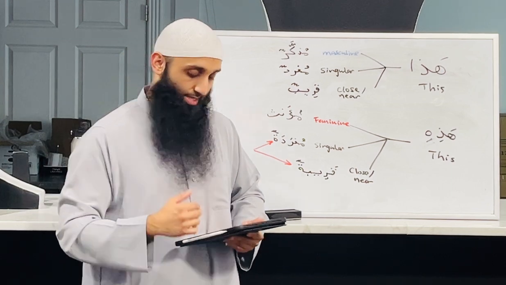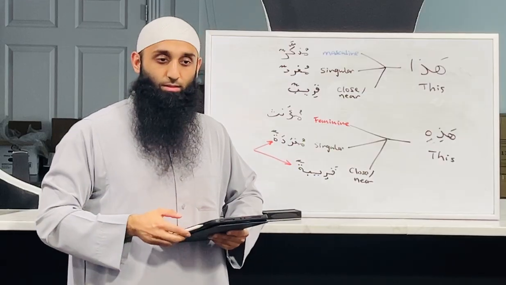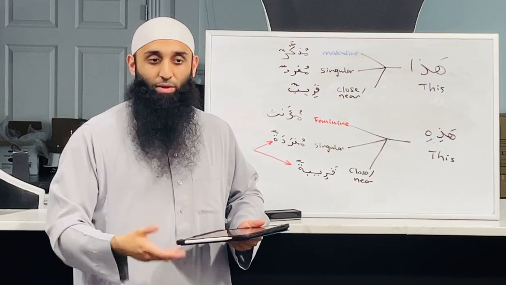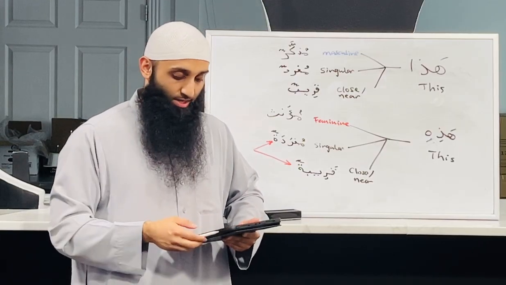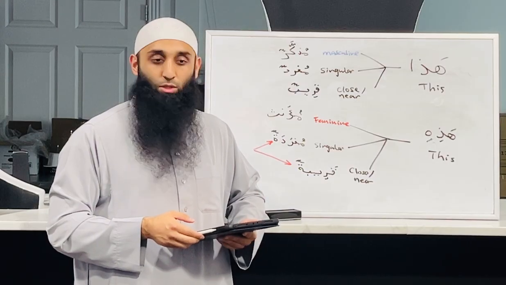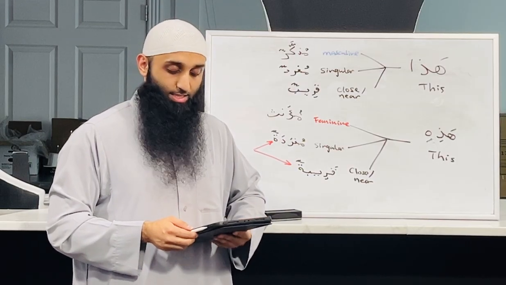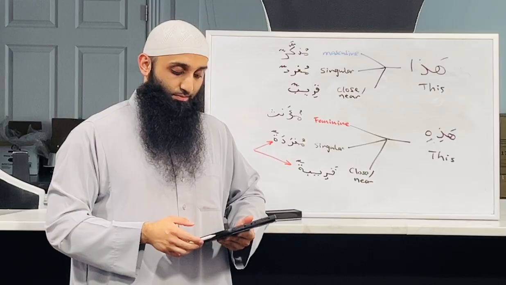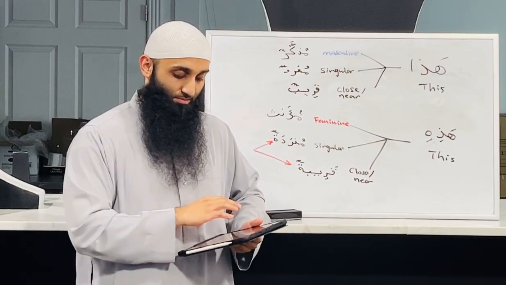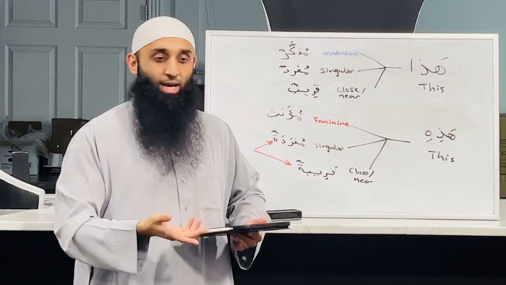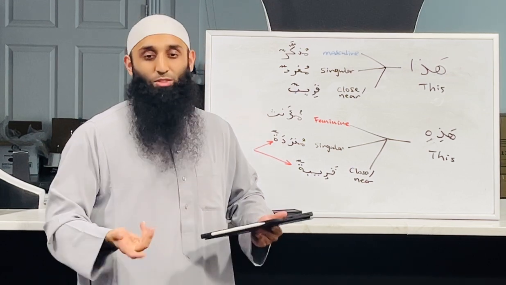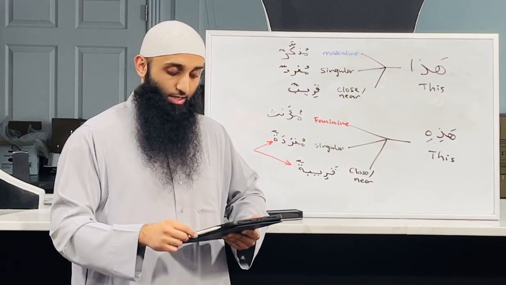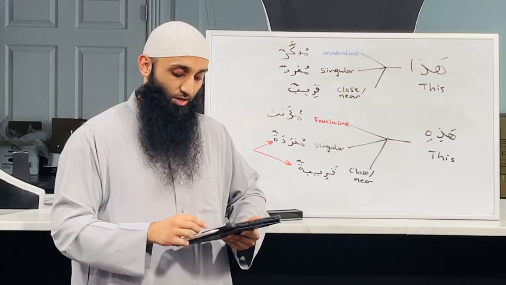Okay, next sentence. Man hadihi? Who is this? Referring to male or female? Female. Who is this? Hadihi ukhtul muhandisi. This is the sister of the engineer. You see that? If I was to make it masculine, you'd say man hada Muhammadun, right? But we're learning the feminine. Man hadihi? Hadihi ukhtul muhandisi. It's the sister of the engineer.